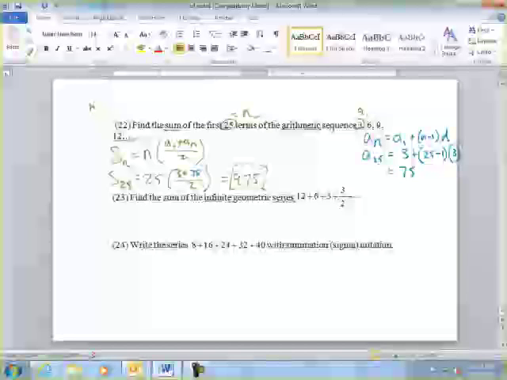The next one asks for the sum of infinite geometrics, so we're going to use our final formula here. What's a sub 1? And r? One half. R is what we multiply by, so we're multiplying by a half here. 1 minus a half is a half, and 12 divided by a half is 24.